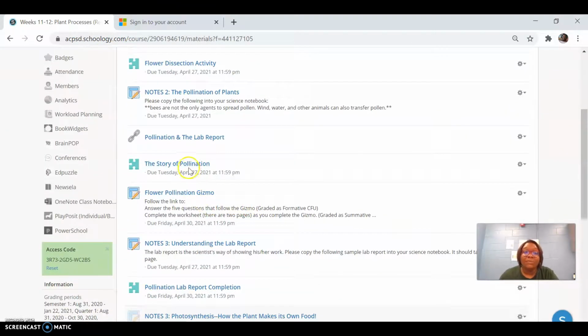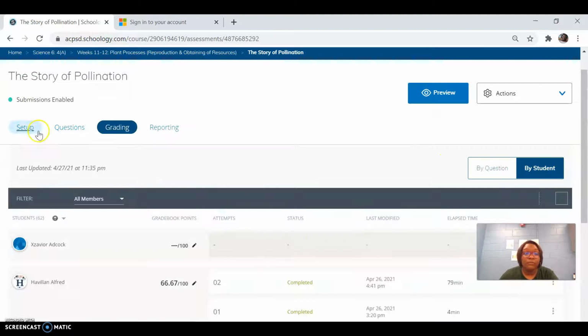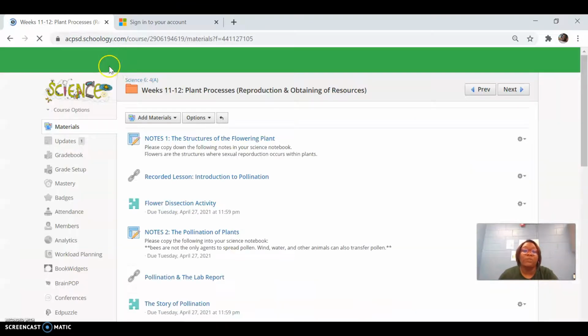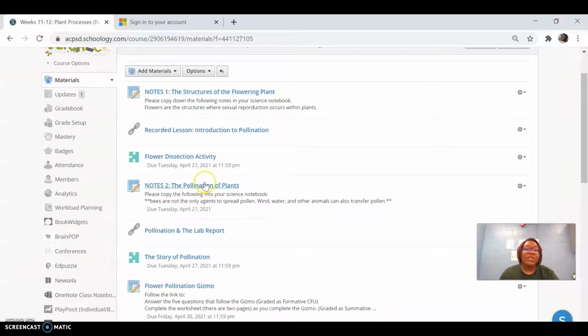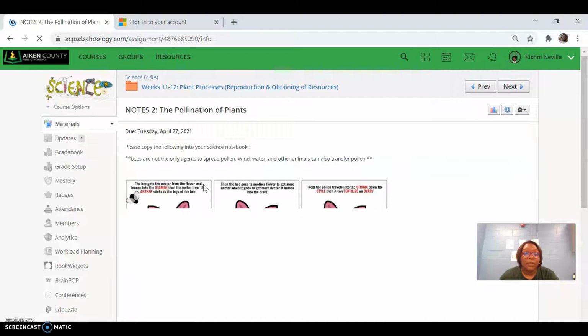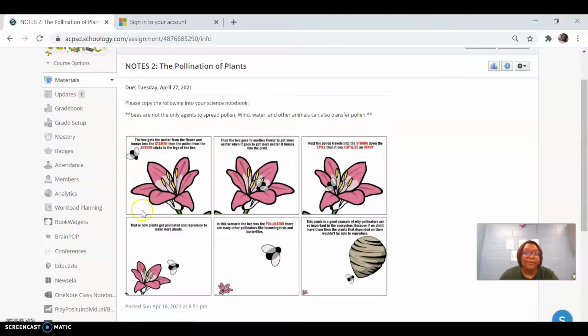The next assignment that some of you struggled with was the story of pollination. Let's click on that one. Now, before actually we click on that, the question I have for you is when you click on Notes 2, the pollination of plants, and you see this picture here, have you copied it into your notebook? Of course, you didn't have to draw the pictures necessarily, but you definitely should have written down these 6 steps.